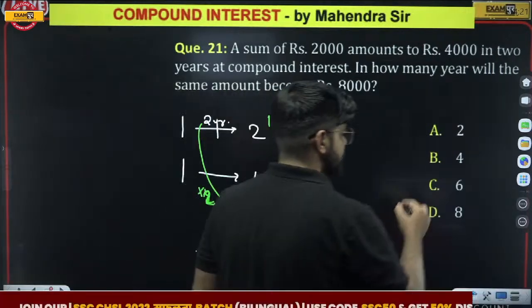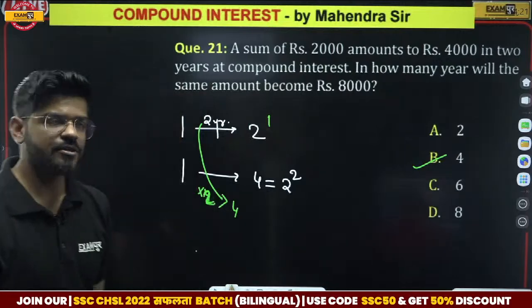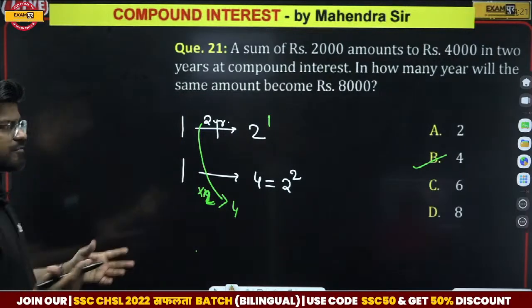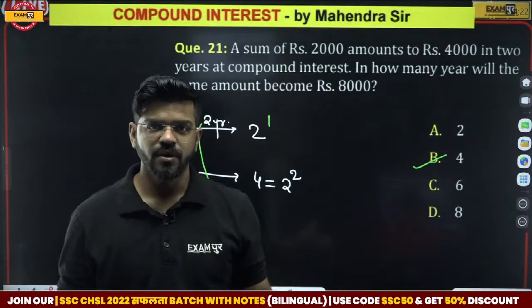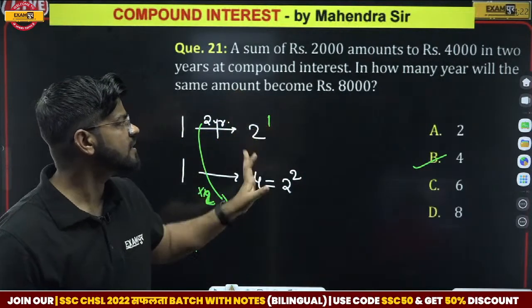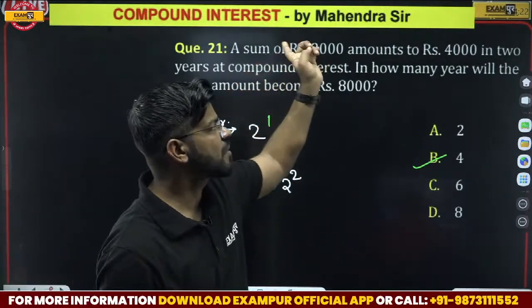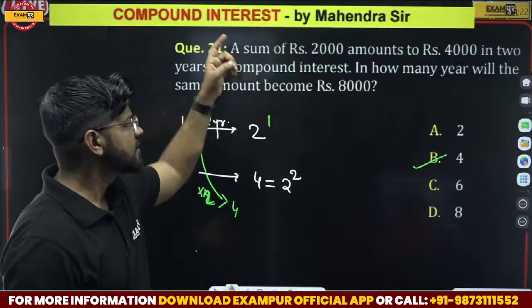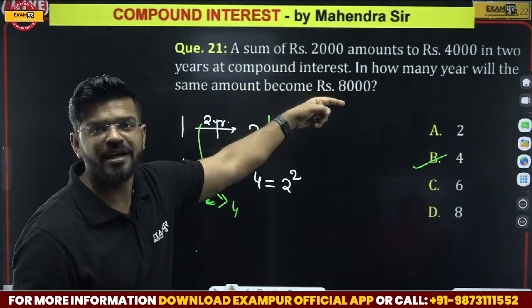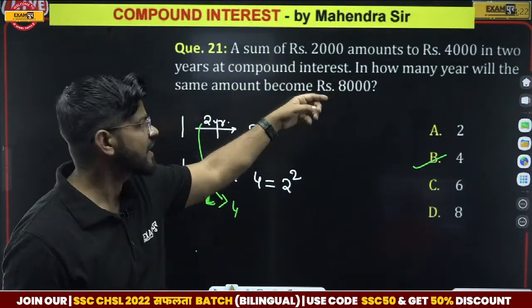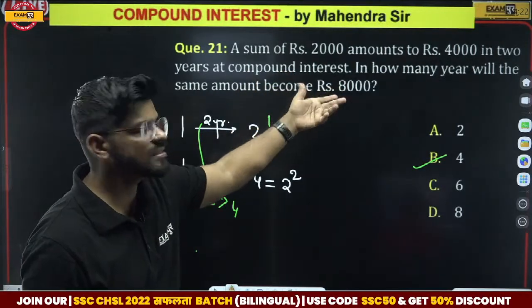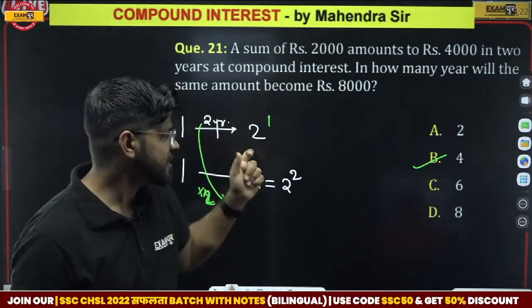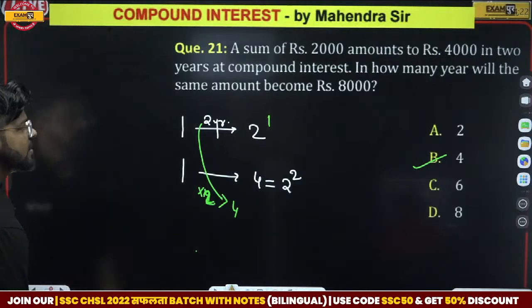Superb, Sam. So you don't have to do any calculation here. We have not calculated anything. We just saw that an amount is becoming double in 2 years, then for 4 times the years will be 4 years only.